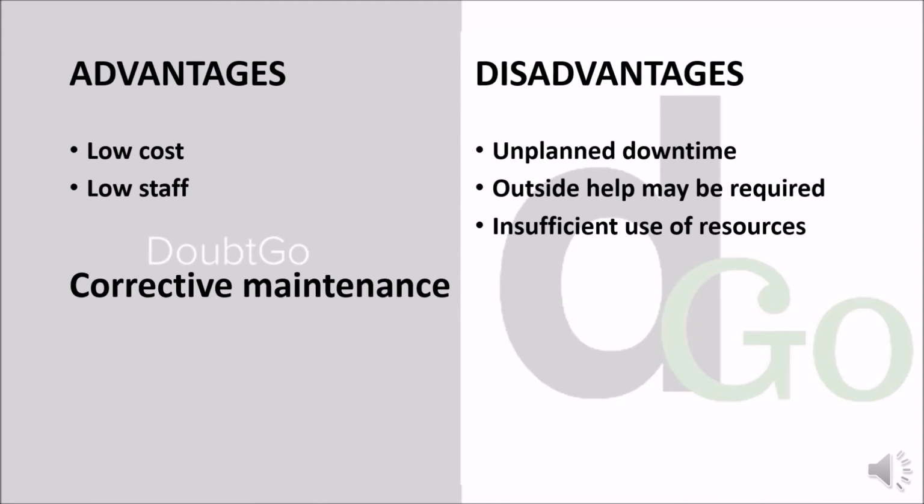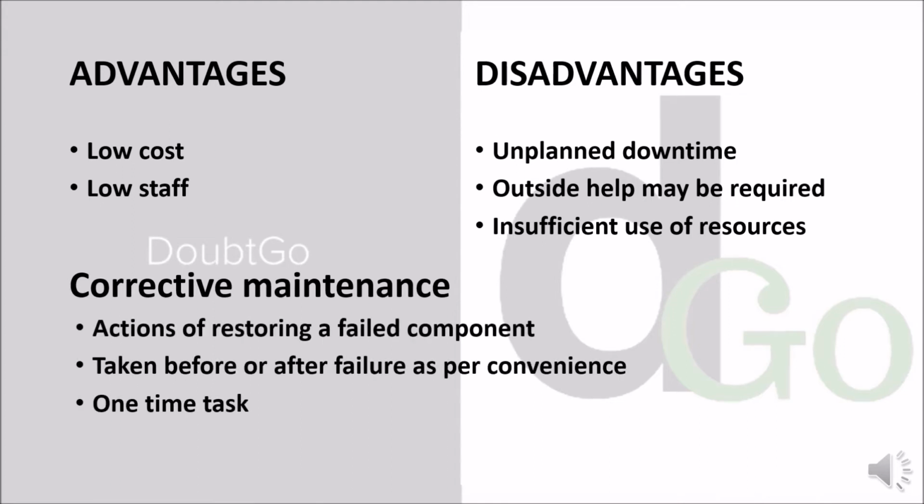Corrective maintenance. It is the action for correcting or restoring a failed equipment. The actions may be taken before or after the failure has occurred, as per convenience. It is a one-time task. Once started, it is always completed.